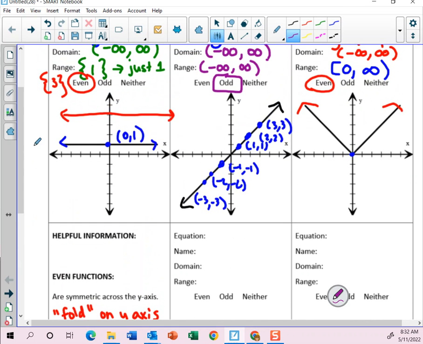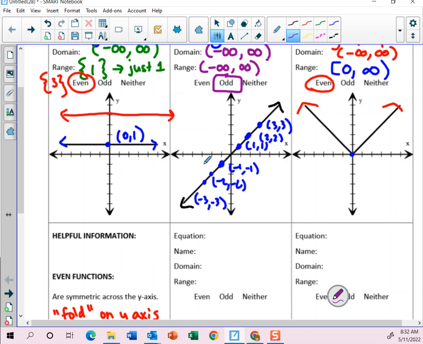When I think about odd, here's my thought. If I folded it twice, it would match up. Essentially, that's what rotational symmetry is. If I took this and folded this over, this guy would be over here, and then if I folded it down, the two pieces would match up. So you have something here and something here, and if you fold it over and down, they would match up. That's rotational symmetry.